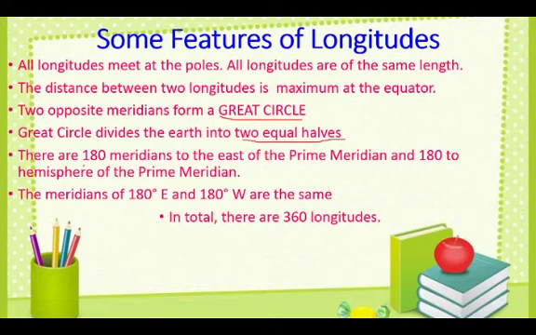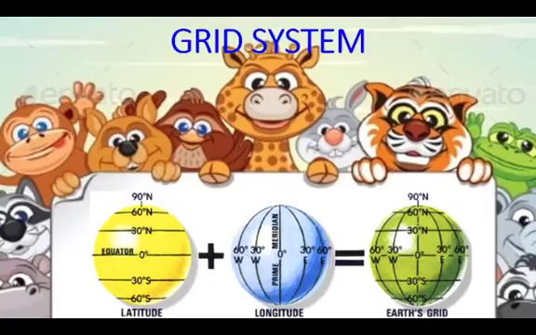There are 180 meridians to the east of the prime meridian and 180 meridians to the west. The 180 degree east and 180 degree west meridians are the same. In total, there are 360 longitudes.